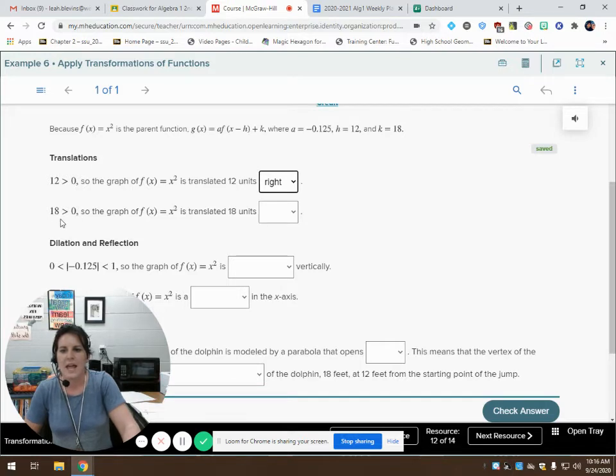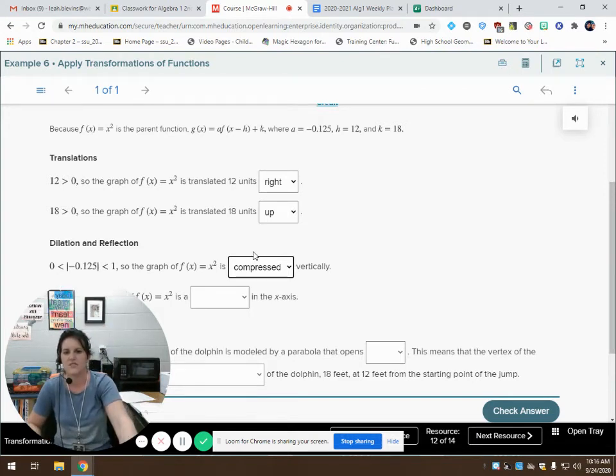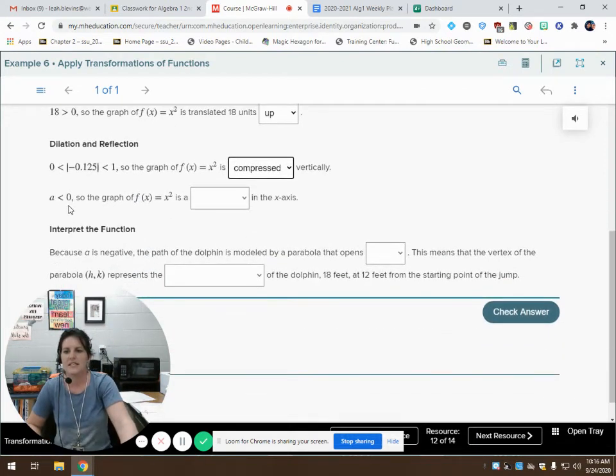Okay, 18, that's the value of k. It's out here, so that tells me it's going up 18 units. The absolute value of negative 0.125 is in between 0 and 1, so that tells me it's being compressed vertically. Remember, if it's greater than 1, it gets stretched, but if it's less than 1, it's getting smashed down, getting compressed vertically.